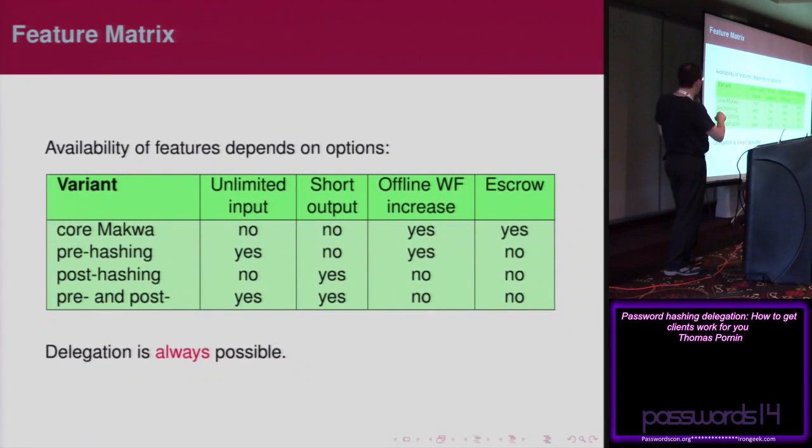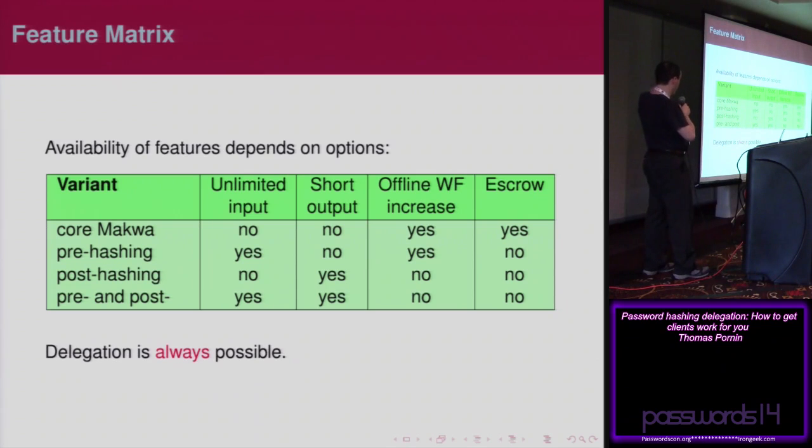Availability of some of these features depends on whether you are doing pre-hashing and post-hashing or both. If you do the pre-hashing, escrow no longer works, because you'll get a hash of the password, not the password itself. If you do the post-hashing, you no longer store the big integer, but only something small. Small is beautiful. It's smaller. But then you can no longer do the offline work factor increase. So there's a choice. But at least you have the choice.